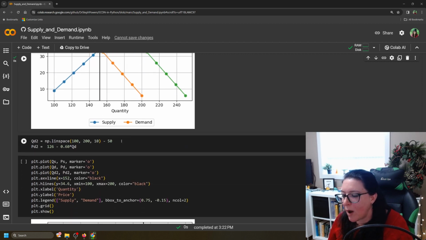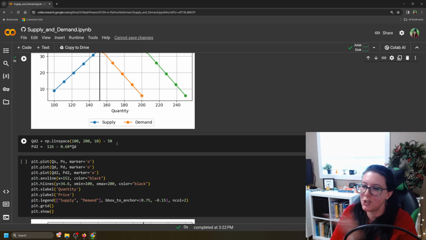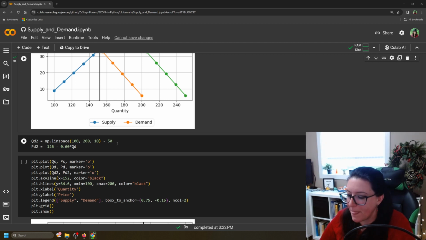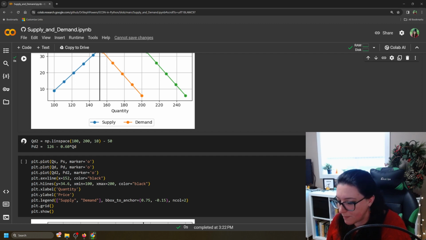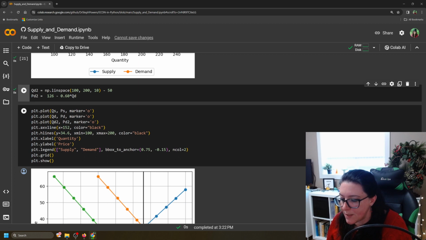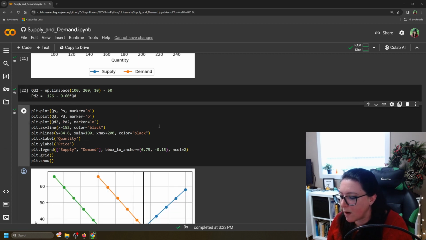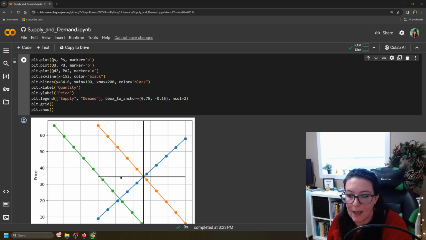You could repeat the same process by making demand decrease. So take the quantity demanded, which went from 100 to 200 in increments of 10, and subtract 50. So we're shifting the quantities to the left. We're going to use that same price formula as we've had before, and we'll plot our new quantities and our new prices against the original supply and demand curve.